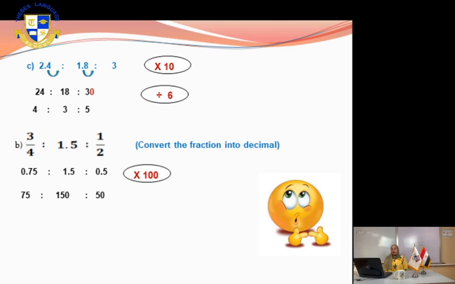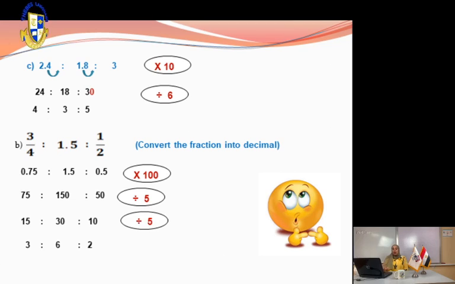All of them are divisible by 5. So it will be 15 to 30 to 10. Simplify it again. 3 to 6 to 2. The last ratio will be 3 to 6 to 2.